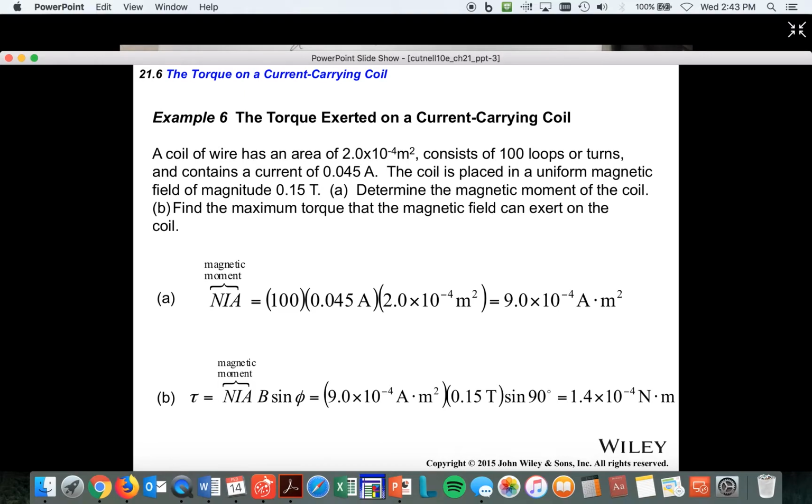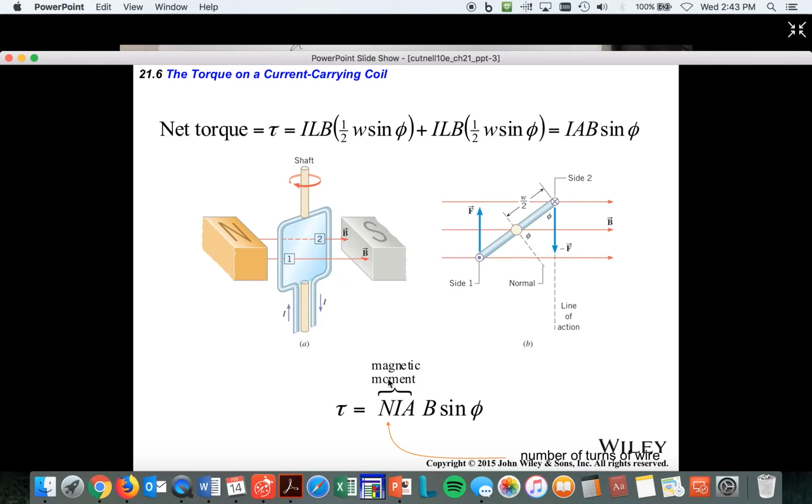So it says a coil of wire has an area of 2.0 times 10 to the -4 meters squared, consists of 100 loops, and so here's the magnetic moment. This is what determines the torque. Put a bunch of loops in there. This is the number of loops. This is the current. This is the area. So there's all kinds of ways you can increase the torque. You can increase the number of loops. That's normally how we do it. You need more wire. Increase I, increase A. So let's take a look at this guy.